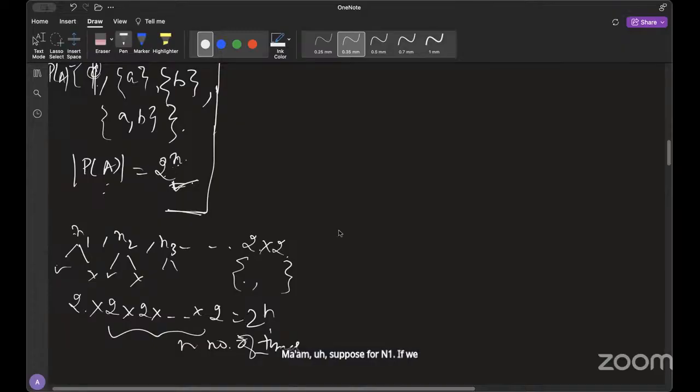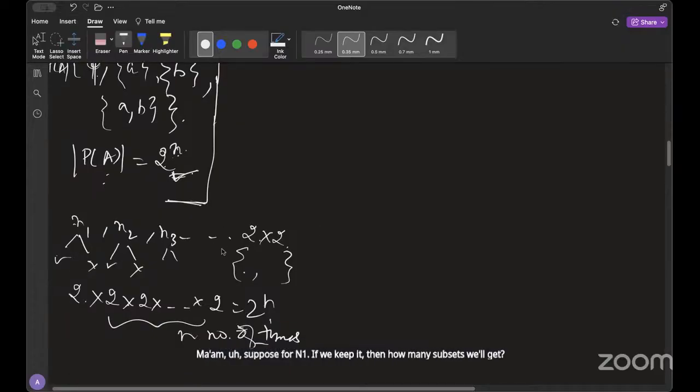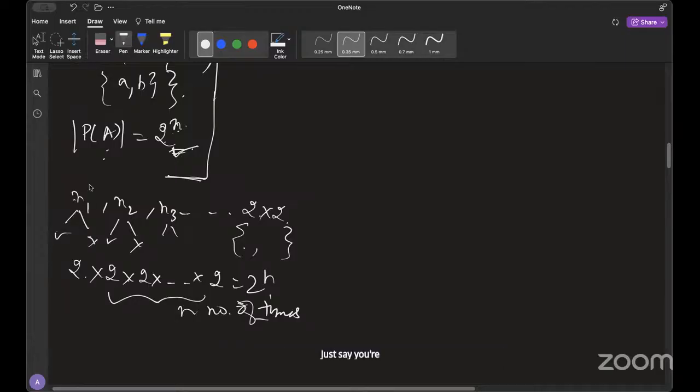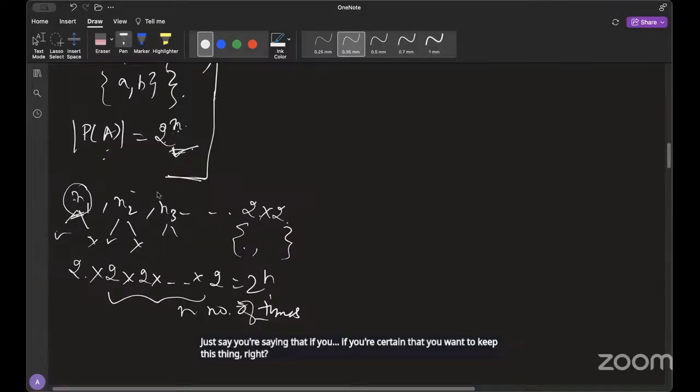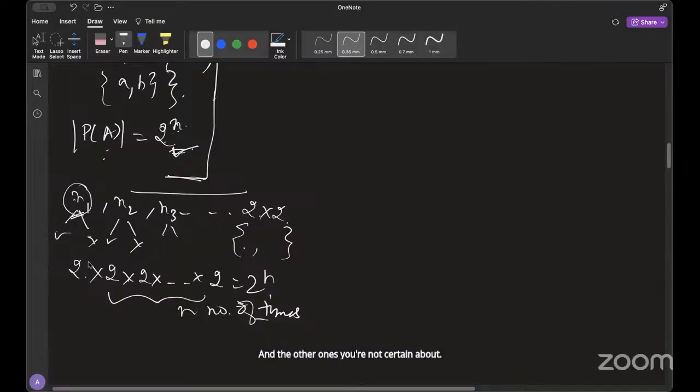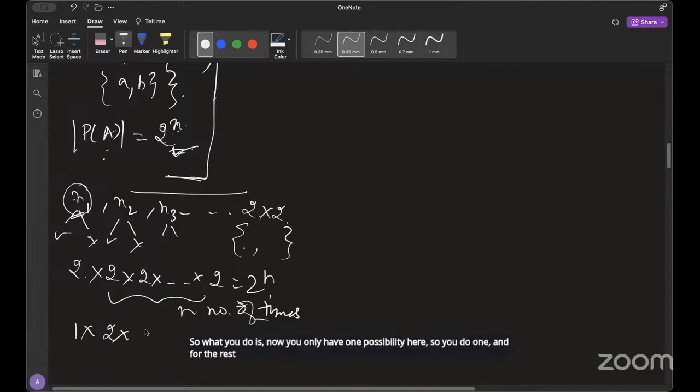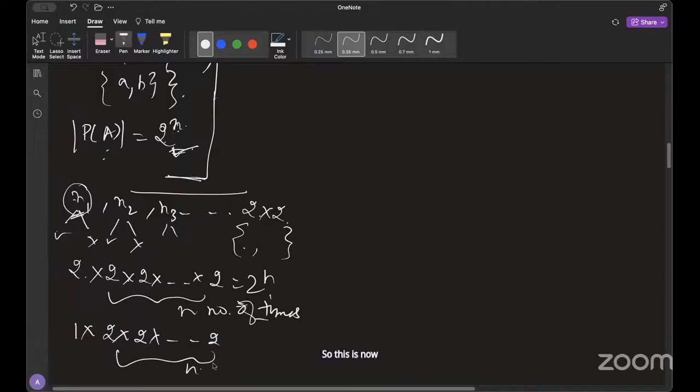Ma'am, suppose for the first element, if we keep it, then how many subsets will we get? If you're certain that you want to keep this element, and the other ones you're not certain about, then you only have one possibility here, so you do one, and for the rest there are still two possibilities for each of them. So this is now n minus one number of times.